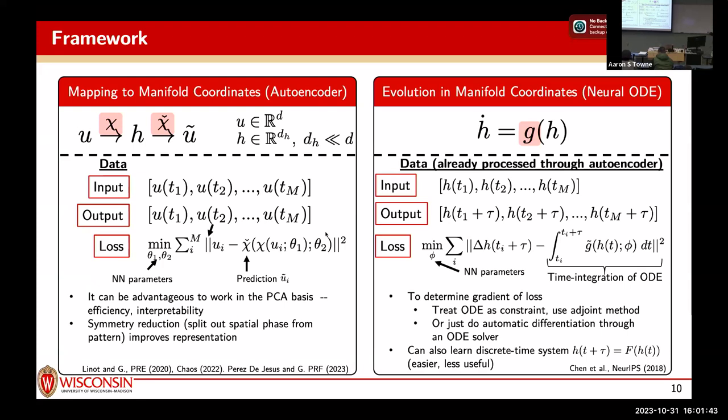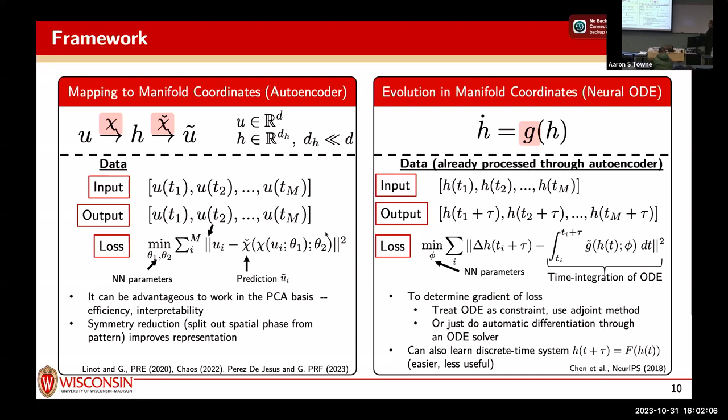So now we have data, but now it's in the reduced coordinates. And so if we have data that's spaced at time intervals tau, then we want to be able to take the data at time t1 and make a prediction of the data at time t1 plus tau, all right? And so that means integrating this differential equation.